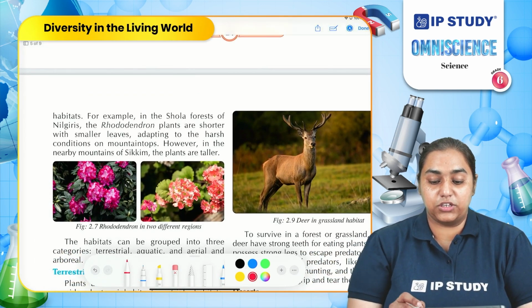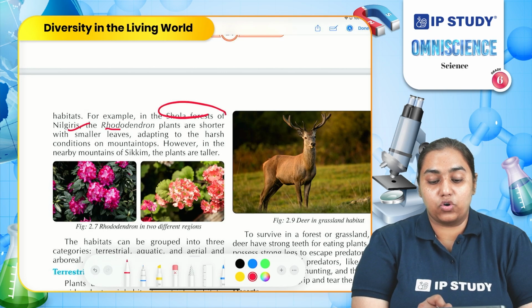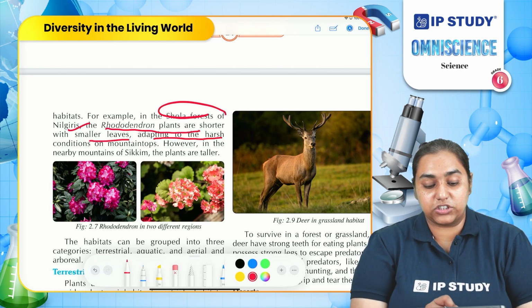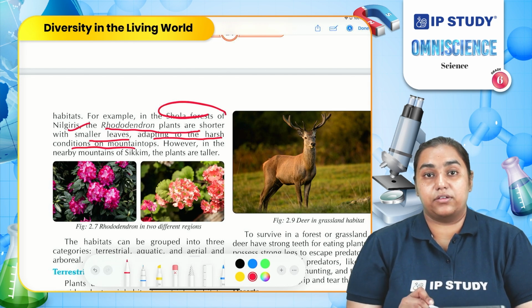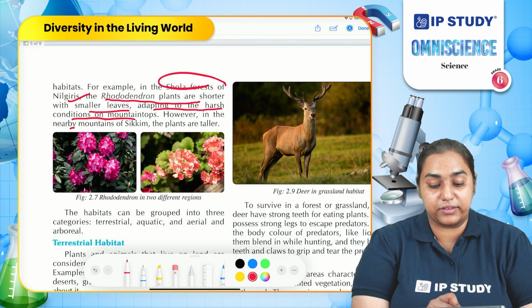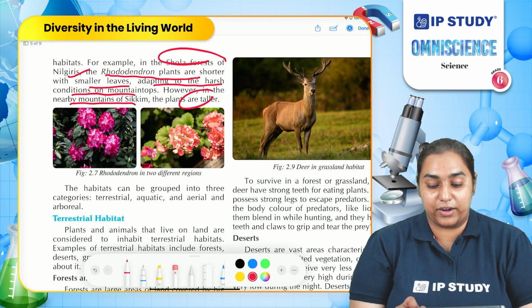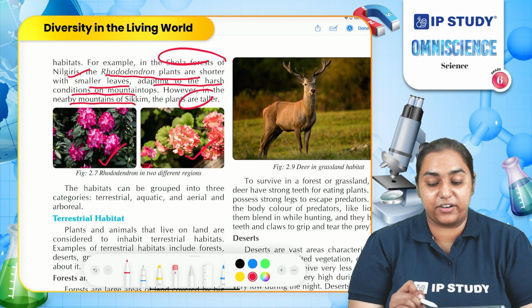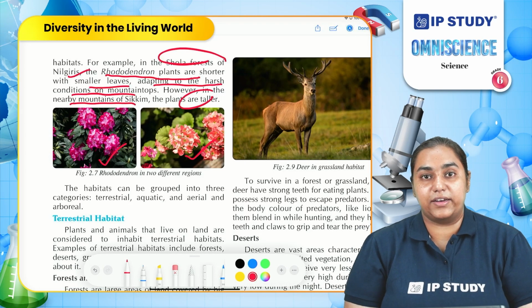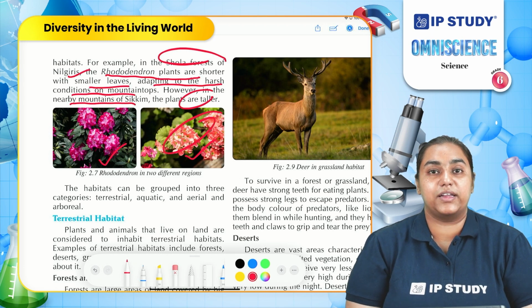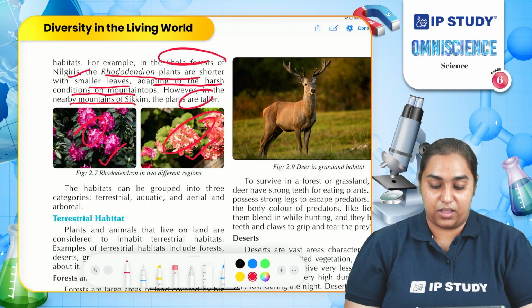For example, in Shola forest of Nilgiris, rhododendron plants are shorter, have smaller leaves to adapt to the harsh condition of the mountain top. However, the same plant category when found in the mountain near Sikkim, these plants are taller in size. You can observe the image of these two rhododendron. They belong to two different regions. If I ask you to identify them, what is the first thing you can see? You can see the color of flowers. In one area it is peach in color, in other area it is dark pink in color.